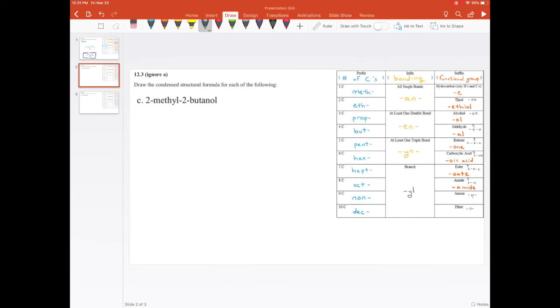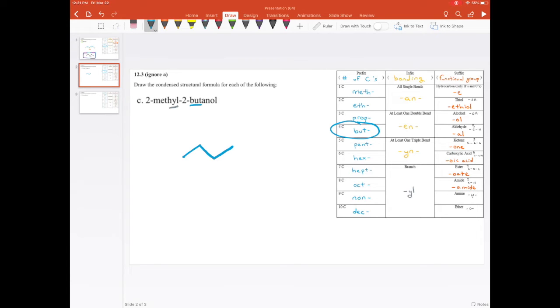About 2-methyl-2-butanol. Well, first let's draw the backbone, and the backbone is what comes after all of the branches. Now you know, because this has a YL, that it's a branch. And so the backbone is going to be 2-butanol. The prefix for the backbone is but, so we've got 4 carbons. So there's a dot, that's 1 carbon, then 2, 3, 4.